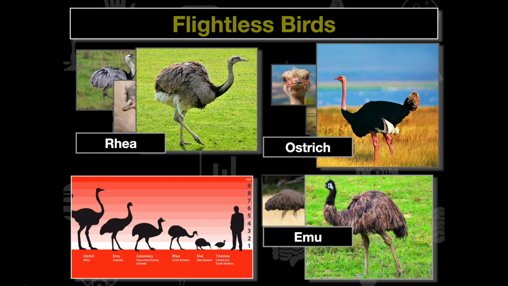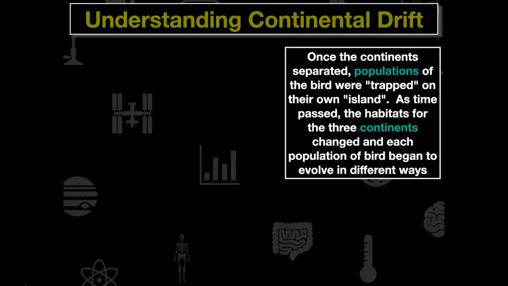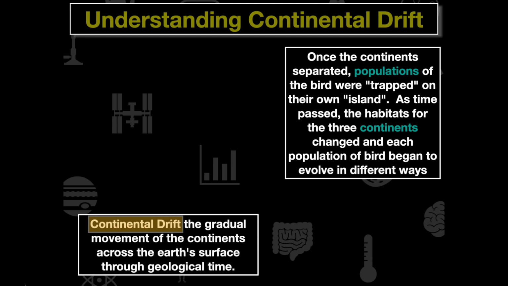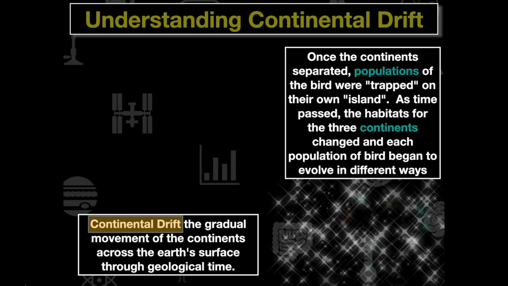So what can we assume from this, and how did these birds diverge and look the way that they do? Well, if we understand continental drift, once the continents separated, populations of the bird were trapped on their own islands. And I put island in parentheses here, and we'll talk about why I did that. As time passed, the habitat for these three continents changed, and each population of bird began to evolve in different ways. Remember, continental drift is the gradual movement of the continents across the Earth's surface through geologic time.